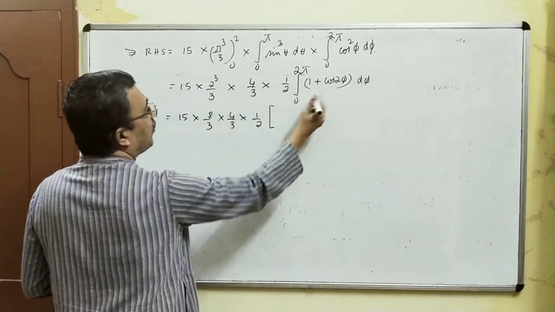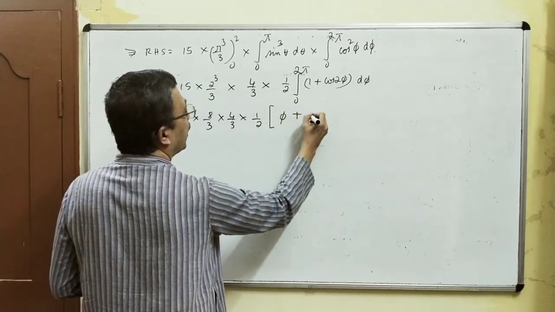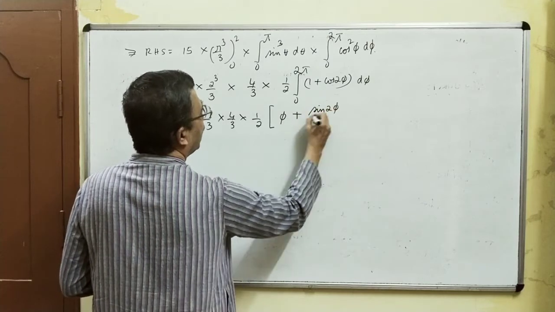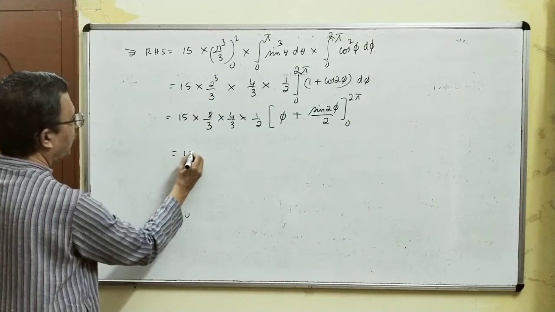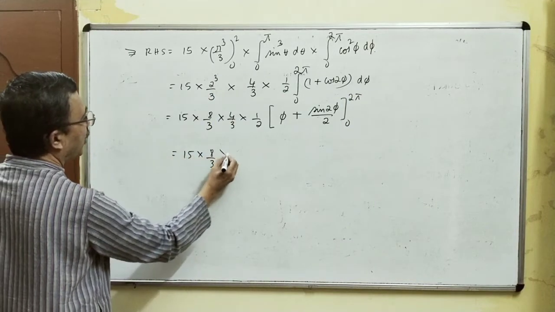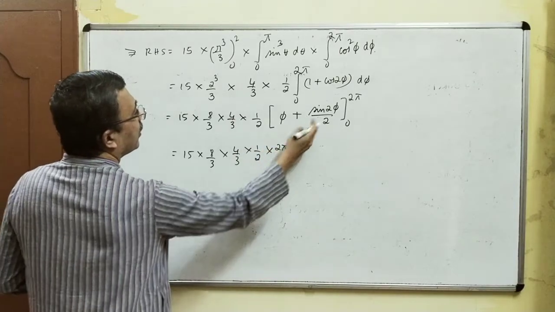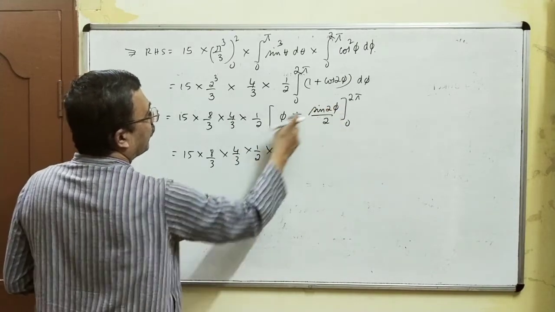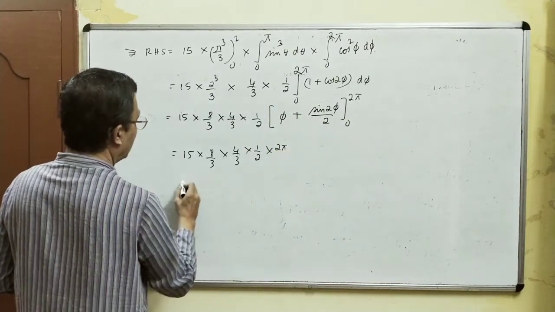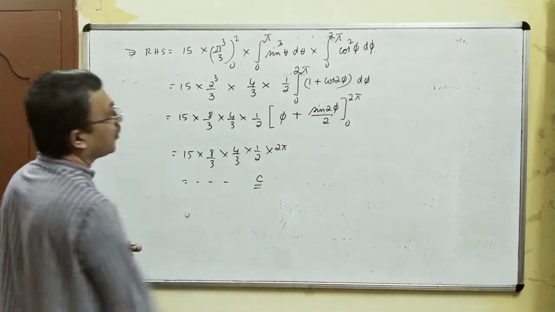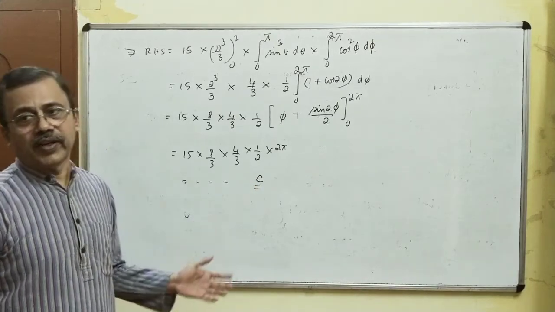If you integrate 1 with respect to phi, you get phi. Cos 2 phi, if you integrate, you get sin 2 phi divided by 2, limits from 0 to 2 pi. So this is 15 into 8 by 3 into 4 by 3 into half into 2 pi. Lower limit will give 0 result. If phi is replaced by 2 pi, you get sin 4 pi is 0. So many coulombs, same as before. Therefore, divergence theorem is verified.